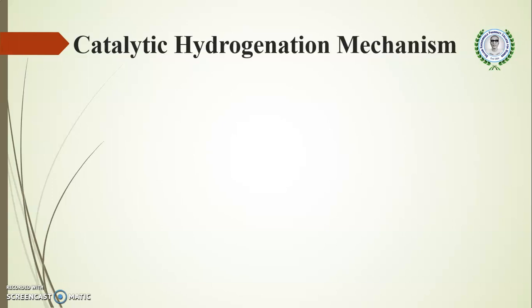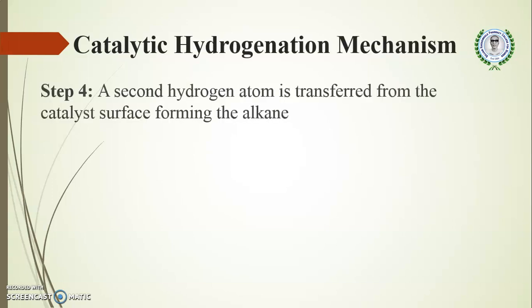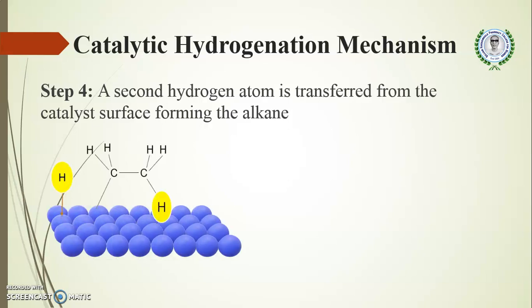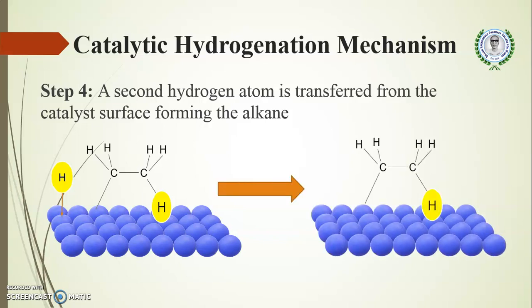Step 4 is the repetition of step 3. Again, the remaining hydrogen that is bonded with the metal surface is going to move onto the carbon of this double bond, like this.